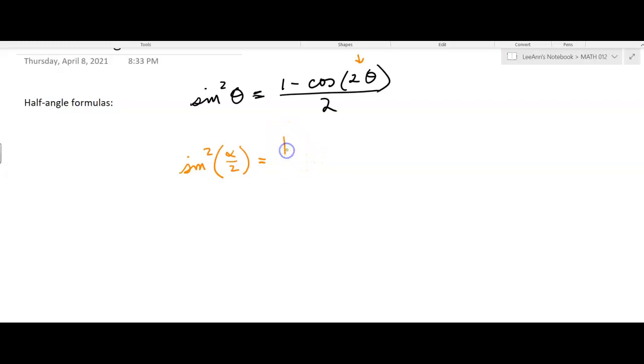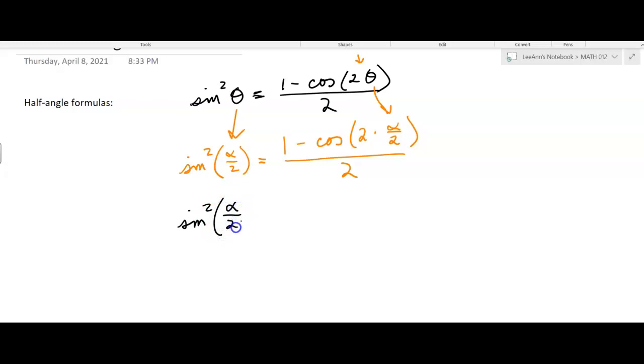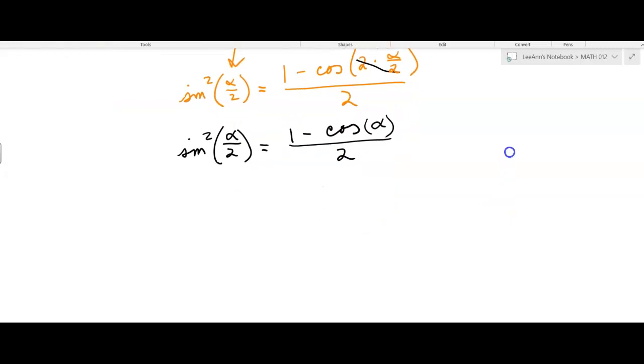And then what happens when I apply the reduction formula, I get 1 minus cosine of 2 times alpha over 2, because that's like my theta, right? All over 2. So then I have sine squared alpha over 2 equals 1 minus cosine, and then those 2's cancel, so I just have alpha. So now I don't have a double angle going on for cosine. It's just cosine alpha. I can put that in parentheses too. Okay, I like it better with the parentheses.